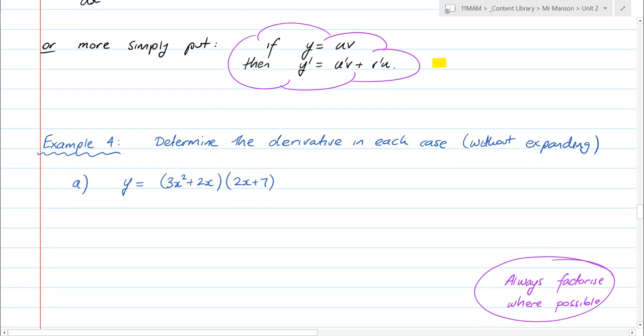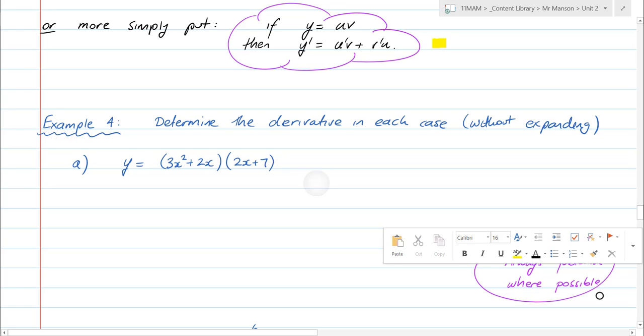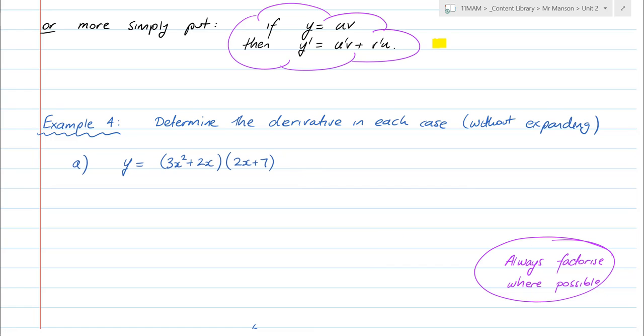Example 4. Without expanding, determine the derivative in each case. I'll leave that bit up there if you're copying it down. So the derivative in the first case, this is how we do the product rule. This is why it's arbitrary as well, because you could just expand that. That's what makes it a little bit arbitrary. I'm going to let u equal 3x squared plus 2x, which means that u dash is equal to 6x plus 2. And I'm going to let v equal 2x plus 7, which means that v dash is equal to 2.